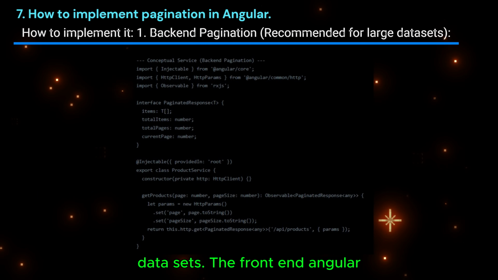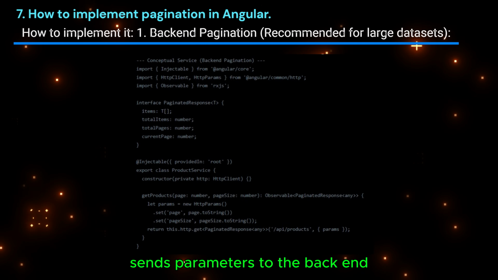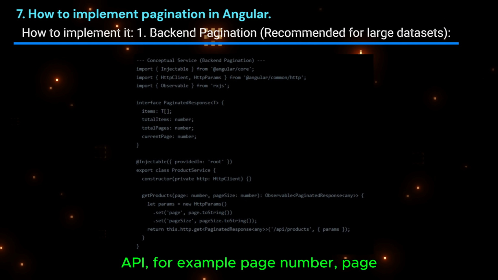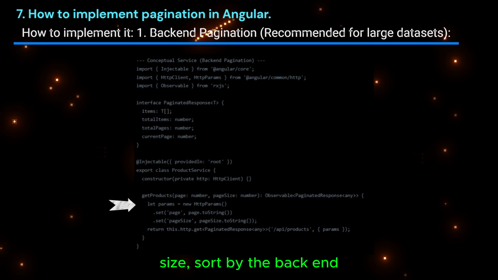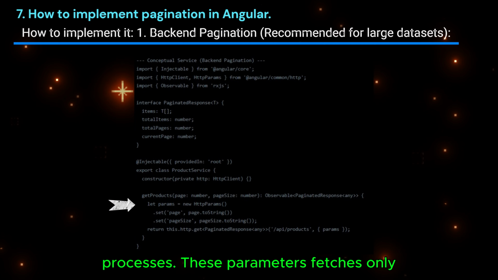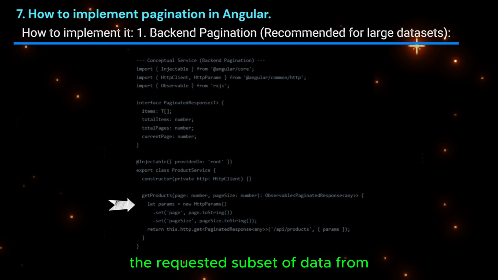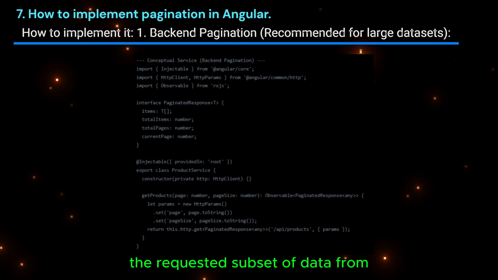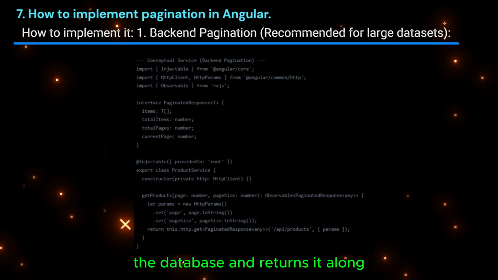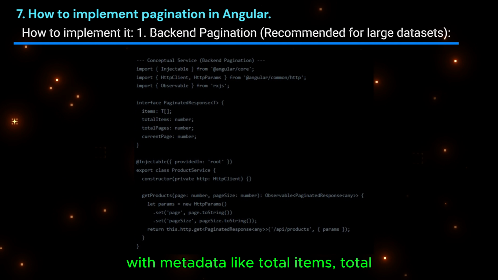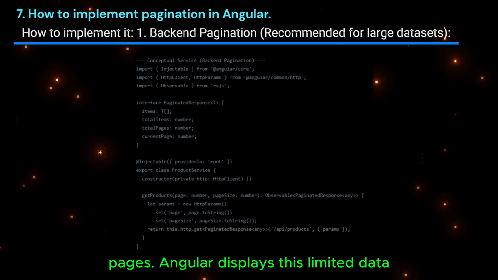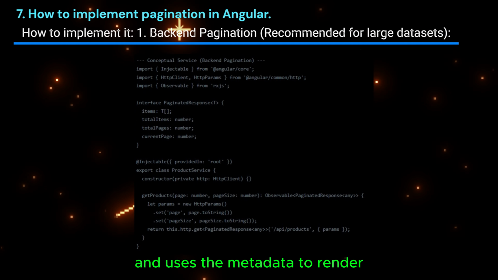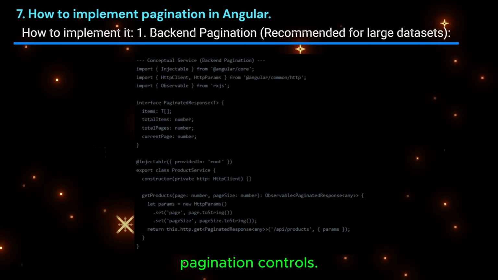The front-end Angular sends parameters to the back-end API, for example, page number, page size, sort by. The back-end processes these parameters, fetches only the requested subset of data from the database, and returns it along with metadata, like total items, total pages. Angular displays this limited data and uses the metadata to render pagination controls.